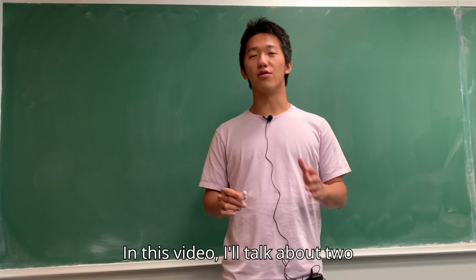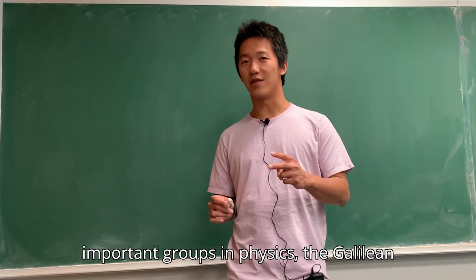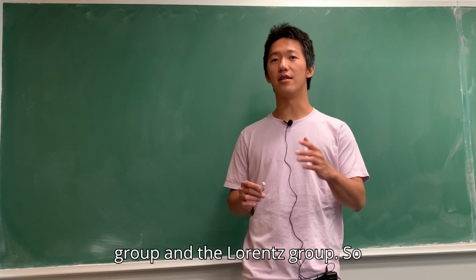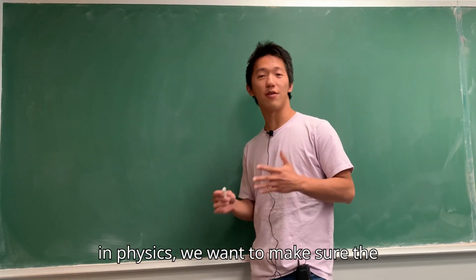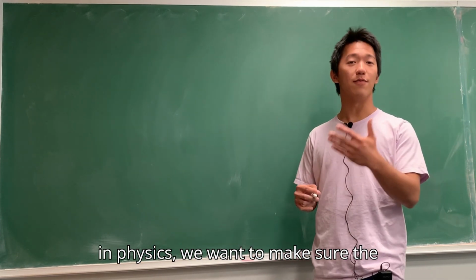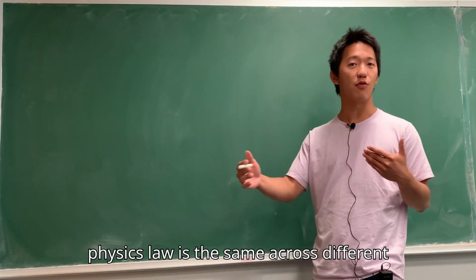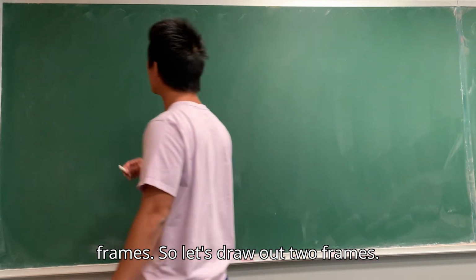In this video, I'll talk about two important groups in physics, the Galilean group and the Lorentz group. So in physics, we want to make sure the physics law is the same across different frames. So let's draw out two frames.